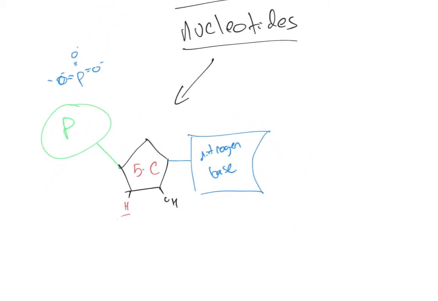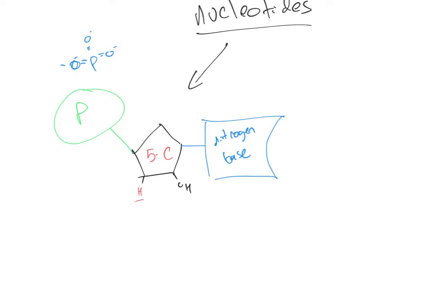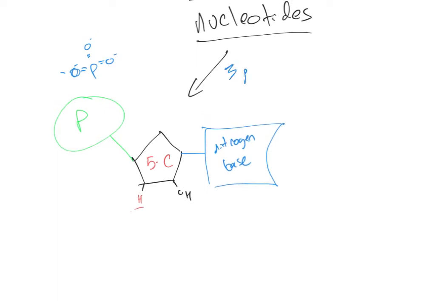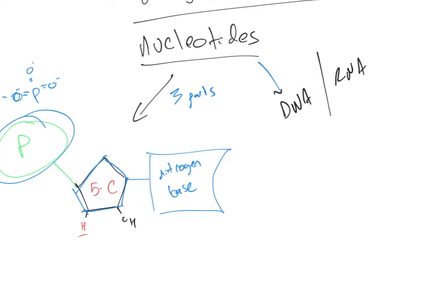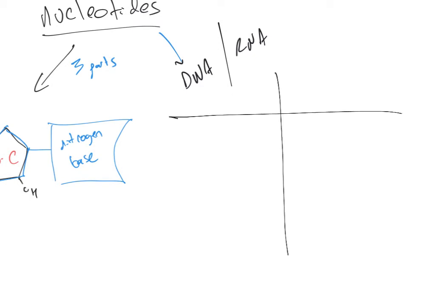Okay? So there's 3 parts to the nucleotide: the phosphate group, the 5-carbon sugar, and the nitrogen base. Now let's compare DNA and RNA. I'm going to make a T-chart, D for DNA, R for RNA. The first thing is the sugar. In DNA, deoxyribose is the sugar, and in RNA it's ribose.